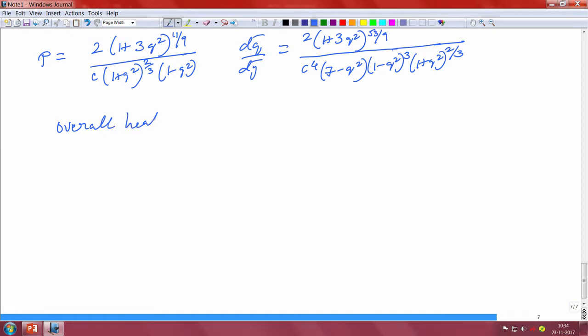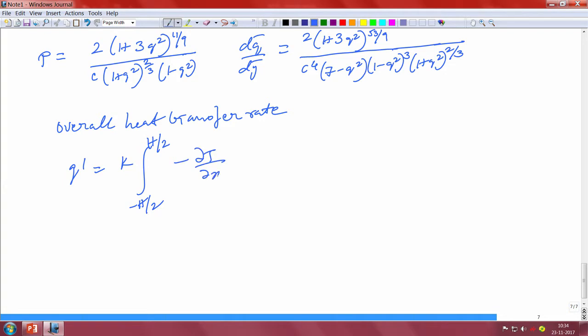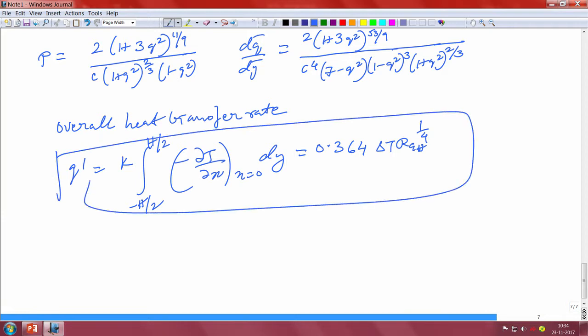So, the overall heat transfer rate, if you look at it, is q prime equals k times the integral from minus h by 2 to plus h by 2 of minus dT/dx at x equal to 0 dy. So, basically that is the integration that was performed and it comes out to be 0.364 delta T Rayleigh number to the power of 1/4. So, that is the expression that we get.